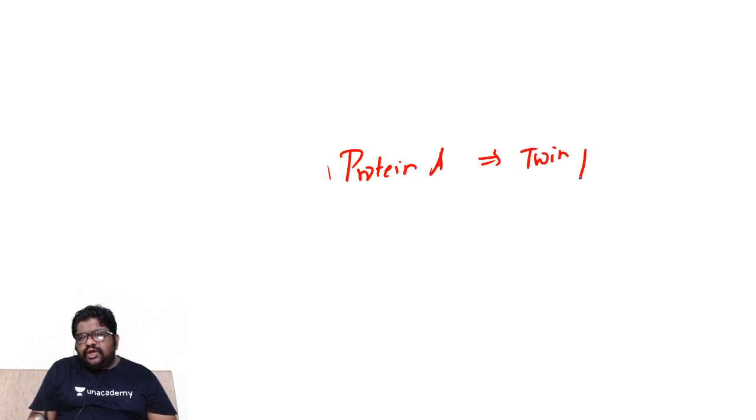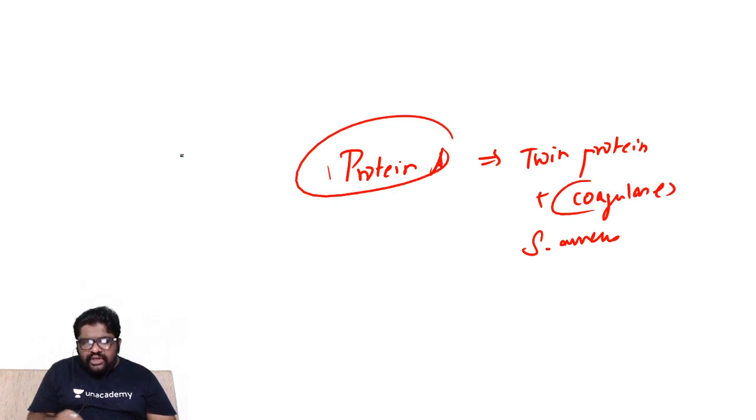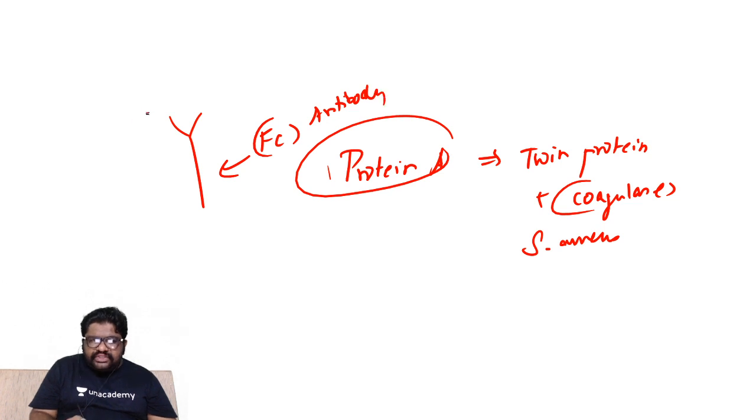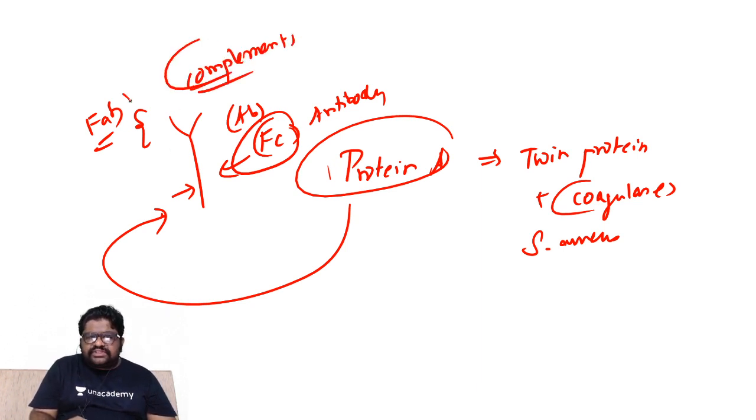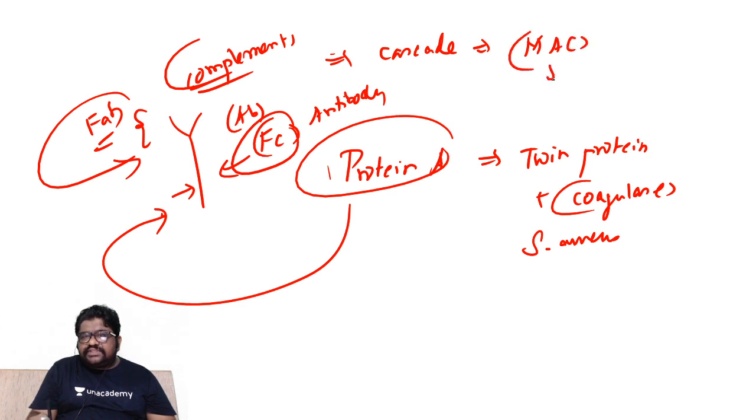Okay, Haridev Shankar, that's a good question. You're asking about protein A. Protein A is a twin protein of Staphylococcus aureus. It is always found with coagulase. Protein A will bind to the Fc portion of the antibody. Remember, this is called the Fab portion and this is called the Fc portion. Protein A will come and bind to the Fc portion of the antibody, because of which complement factors will not be able to come and bind. When the complement factors can't bind, the complement cascade cannot be activated. If the cascade is not activated, membrane attack complex is not formed. If membrane attack complex is not formed, a proper attack on the bacteria does not happen.